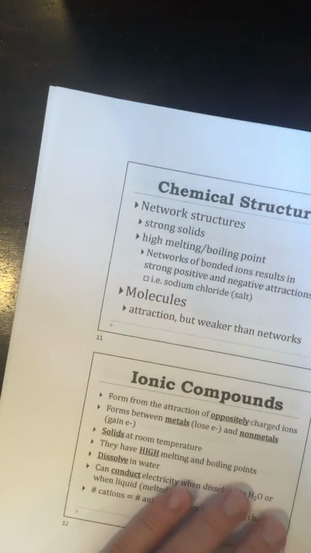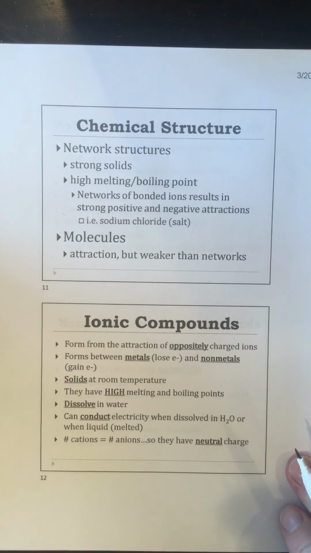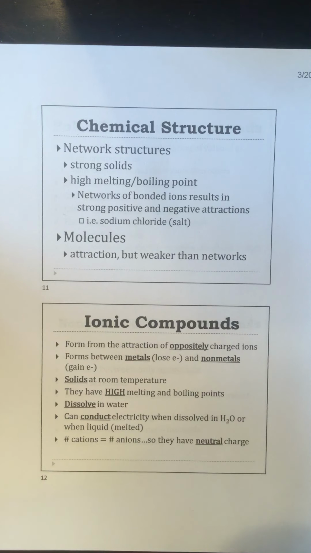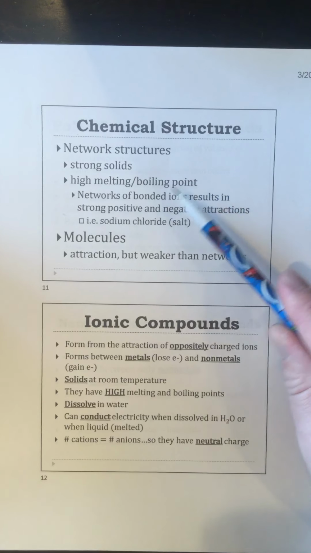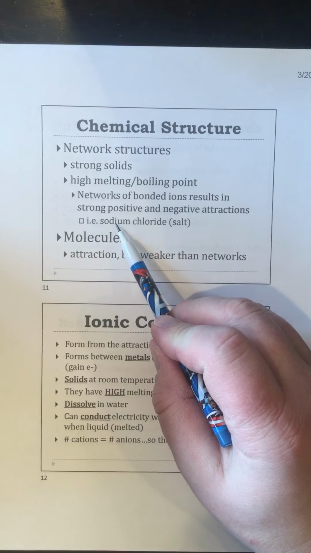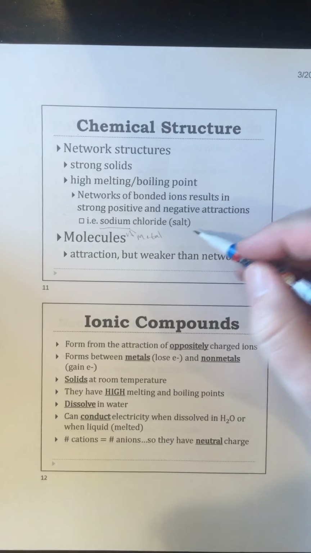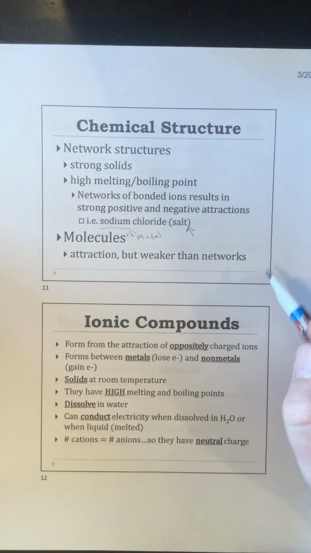All right, chemical structure. Now we're getting into a little bit more of what we maybe had already gone over about anions and cations and that sort of thing. Right. So, solids. They have high melting points, boiling points, networks of bonded ions result in strong positive and negative attractions. For example, sodium chloride. So if you notice, sodium is on the far left. This is our metal. And chlorine, which is always a salt, it's called a salt.